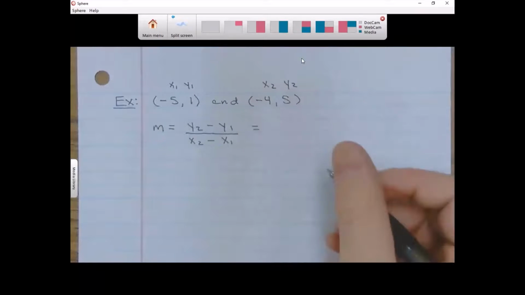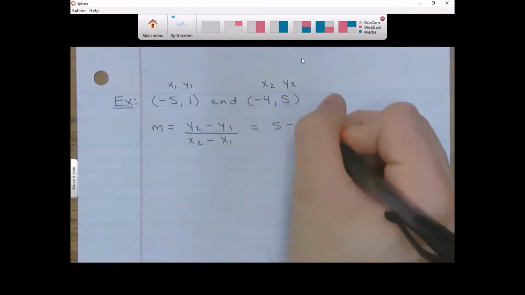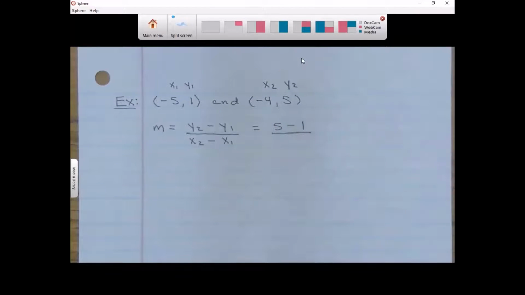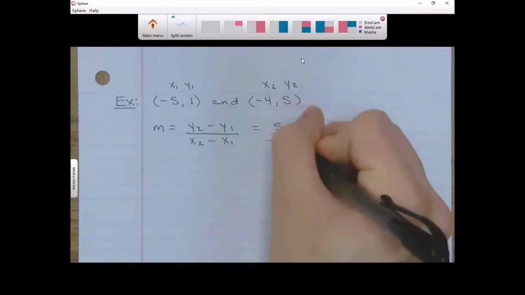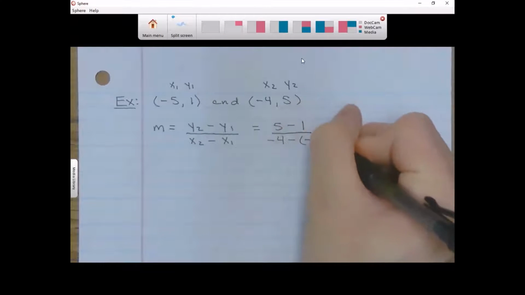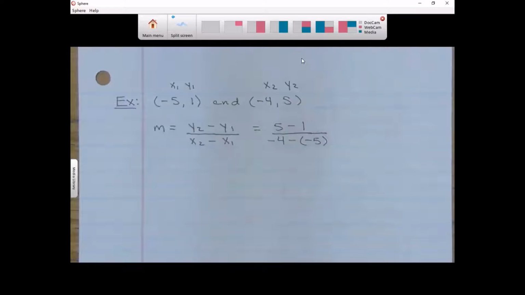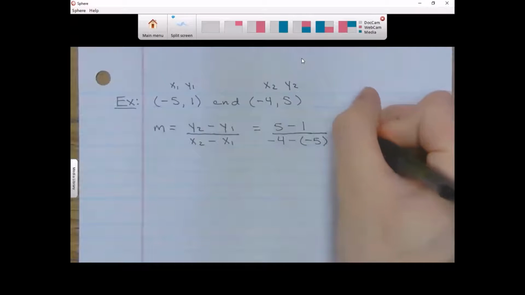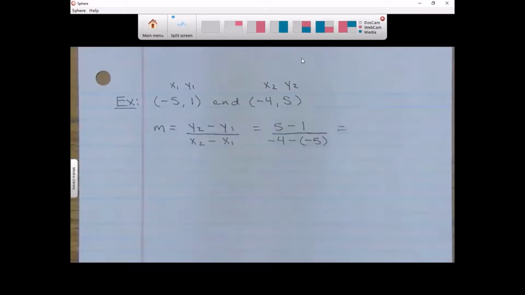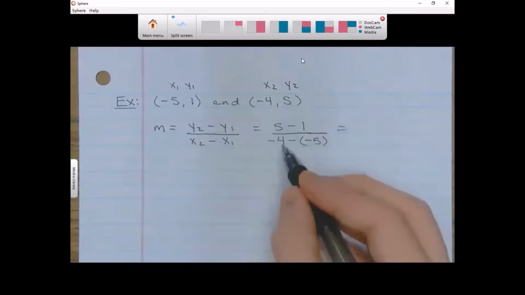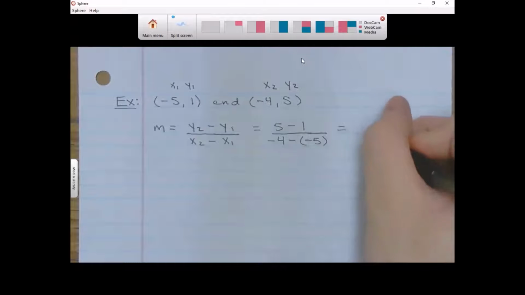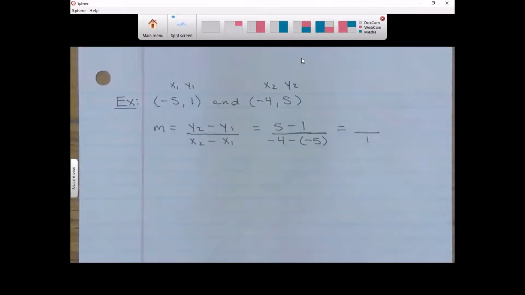So y2 minus y1 is going to give me 5 minus 1. x2 minus x1 is going to give me -4 minus -5. And I'll keep that negative inside the parentheses. So what I notice is on the bottom, I have a double negative. And if you know what a double negative is, you know that that's the same thing as a positive. So this is actually -4 plus 5. That's going to give me positive 1 in the denominator.